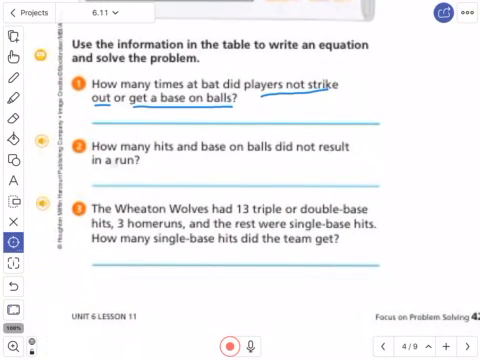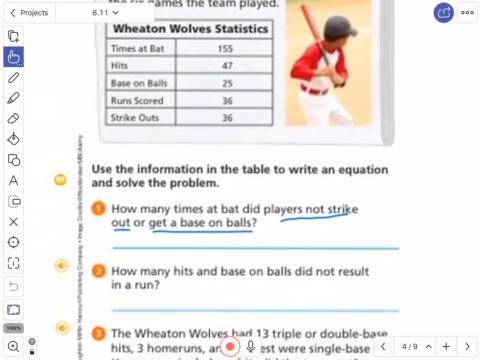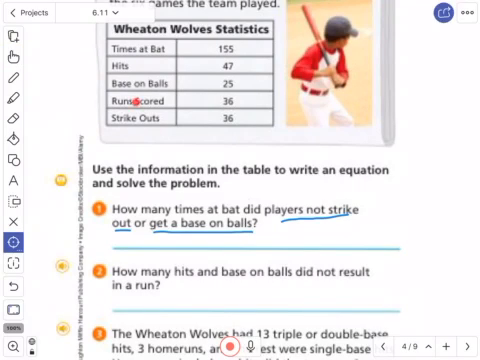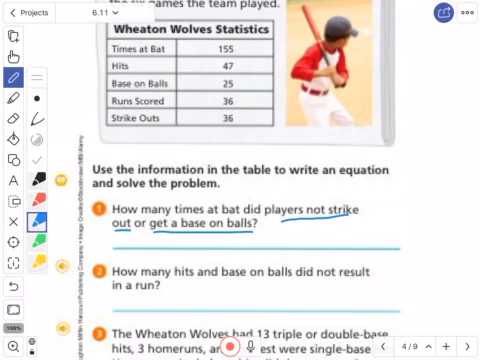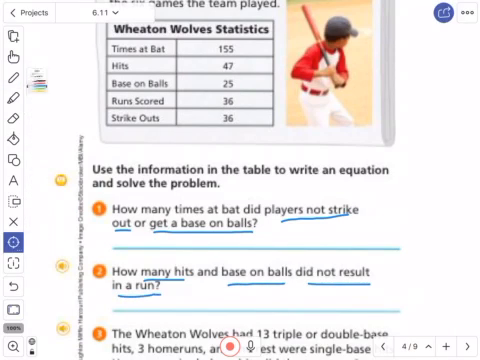Number 2, how many hits and base on balls did not result in a run? Ooh, so remember we have this part that here says runs scored. So I had 36 runs scored. This is definitely going to be a multi-step. Okay, how many hits and base on balls did not result in a run? Because they had a bunch of hits, they had a bunch of base on balls, but that's only the amount of runs they actually scored.